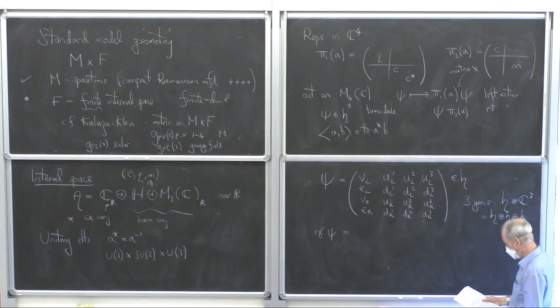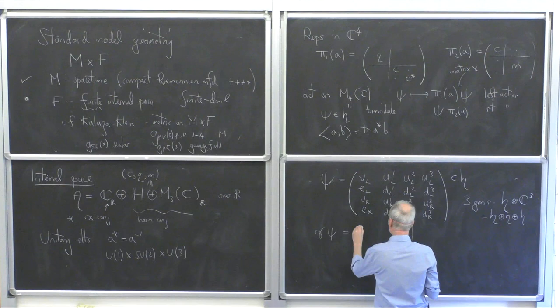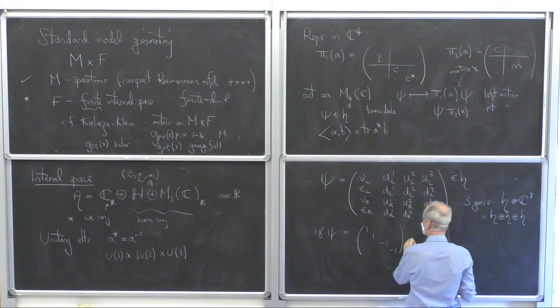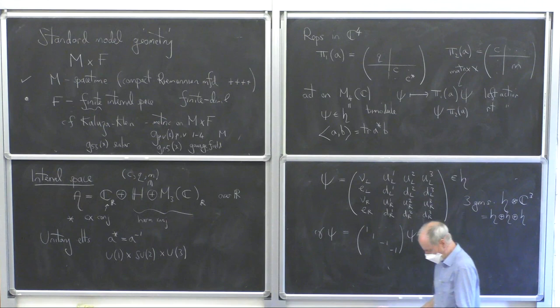Okay, so the chirality operator is matrix multiplication with, yeah, obviously you can write it like this. Lots of zeros. Okay, so what's the gauge group?